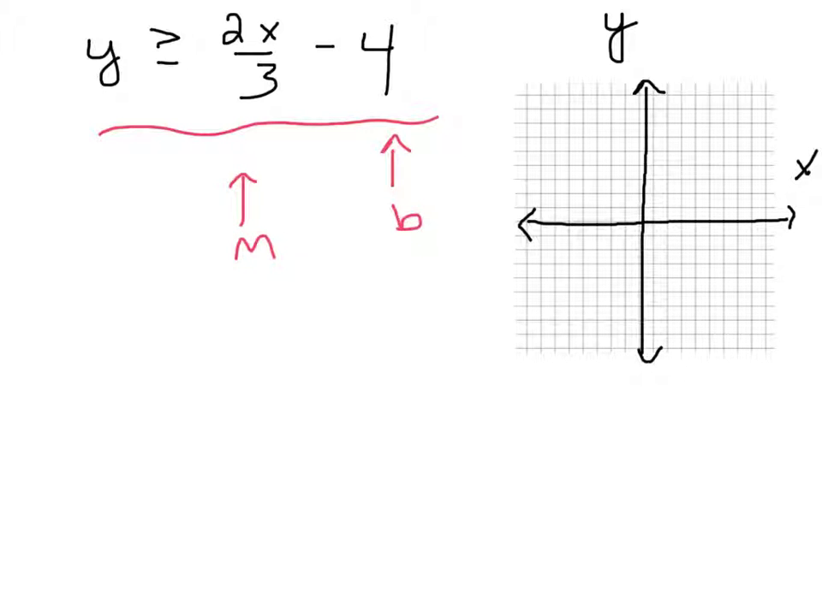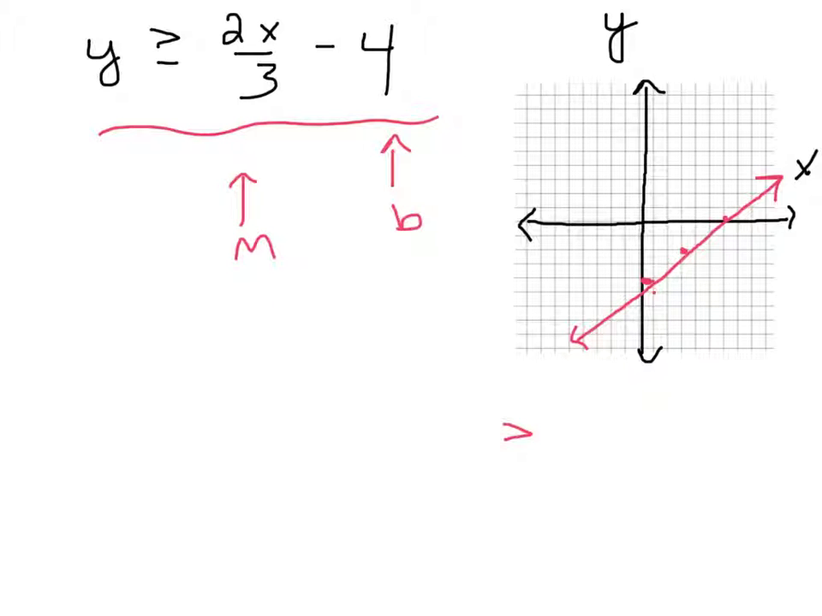So I'm going to place a point at -4 on the y-axis, and then I'm going to go up 2 and over 3 and place another point there, up 2 and over 3 one more time. And I'm going to connect those points. I'm going to connect them in this case with a straight or solid line.